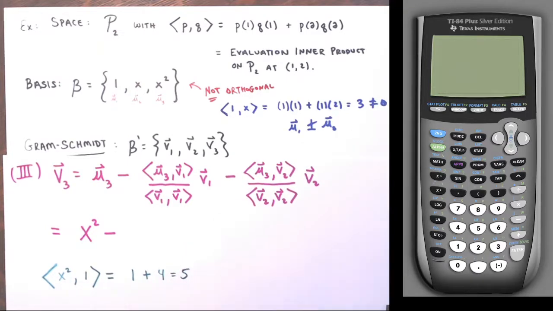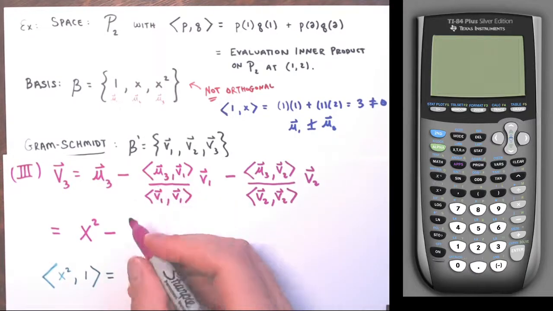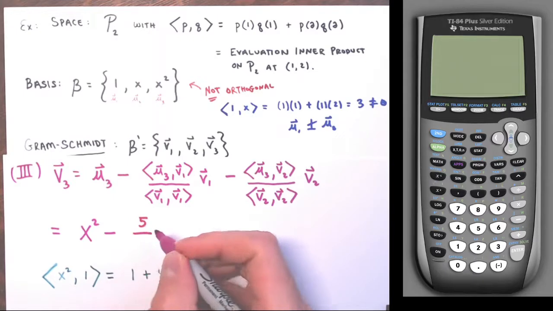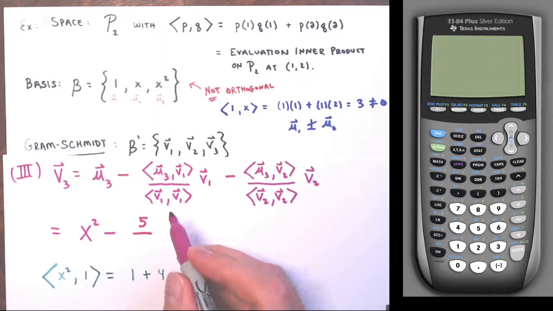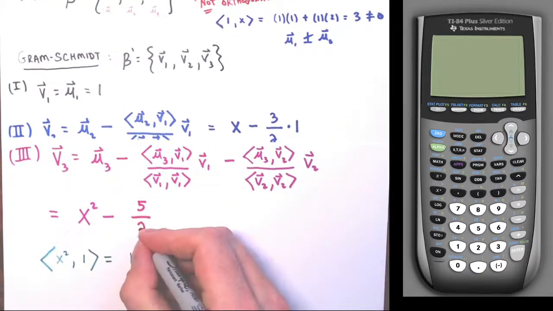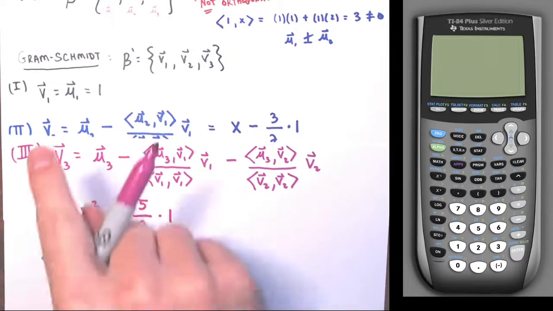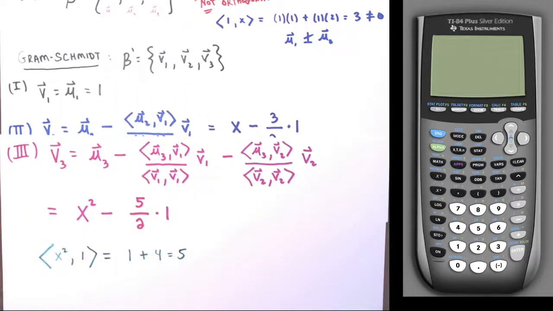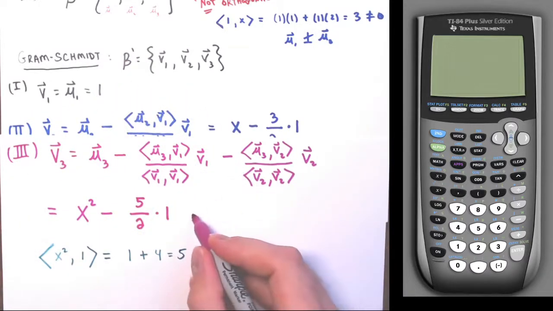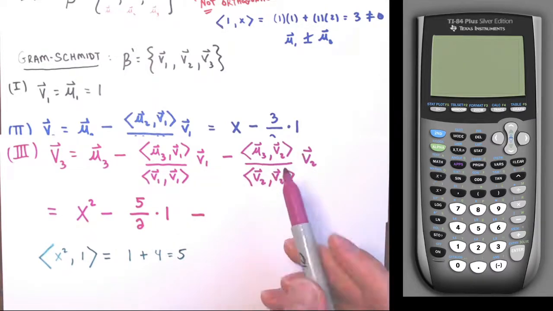So the numerator, this inner product of u3 with v1, is 5. And we already did the inner product of v1 with v1. I did that back here. That was 2. So it's 5 halves times v1, so times 1. Again, v1 is the polynomial 1. All right, minus, and then the projection of u3 onto v2.